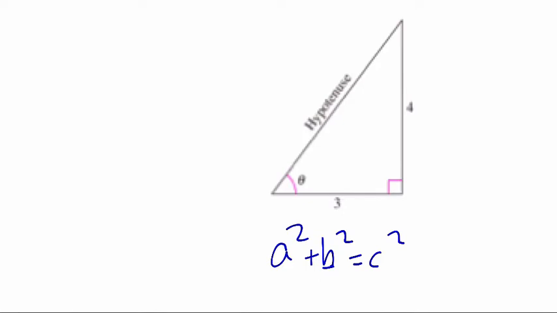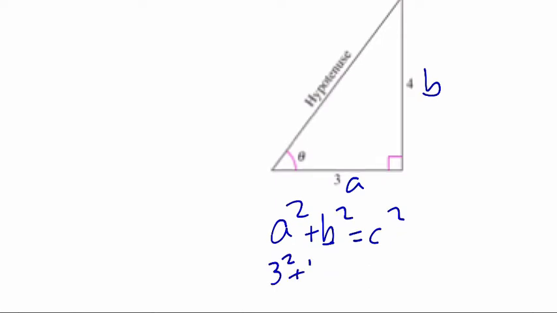I said if you want to sound smart, then I stumbled through it. Whatever. The two legs, it doesn't matter which leg you call which. I usually call the horizontal leg A and the vertical leg B. So it's going to be 3 squared plus 4 squared equals c squared. 3 squared is 9, so we have 9 plus 16 equals c squared. Well, 9 plus 16 is 25, equals c squared.